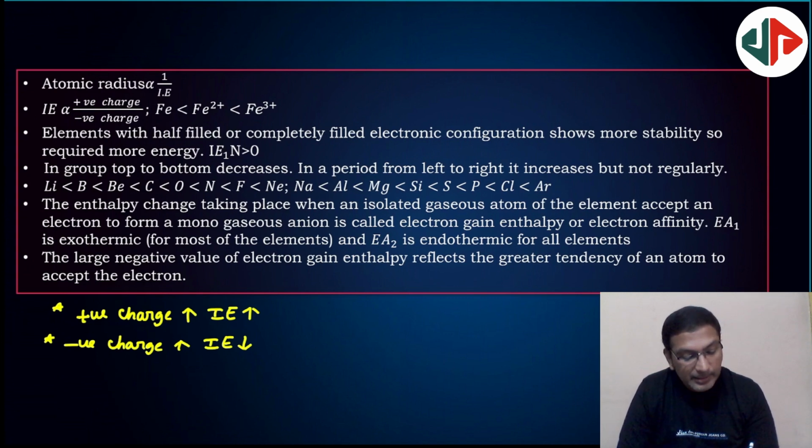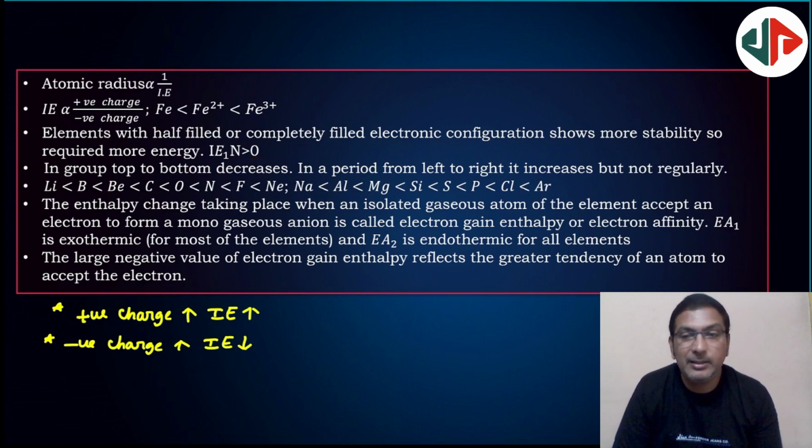So here ionization energy is more for Fe3+ due to the greater positive charge. This will be the order. As the positive charge increases, size decreases. As the size decreases, ionization energy increases. Ionization energy also depends on electronic configuration. Elements with half-filled or completely filled configuration show more stability and require more energy to remove the valence electron. So nitrogen and oxygen: nitrogen has a half-filled configuration, therefore it will have more ionization energy when compared to oxygen.